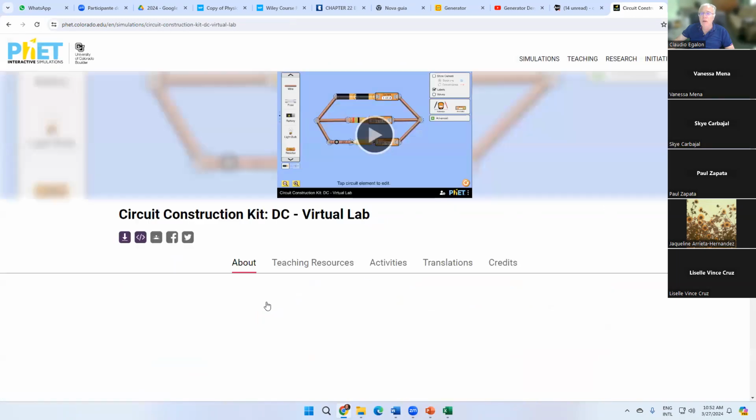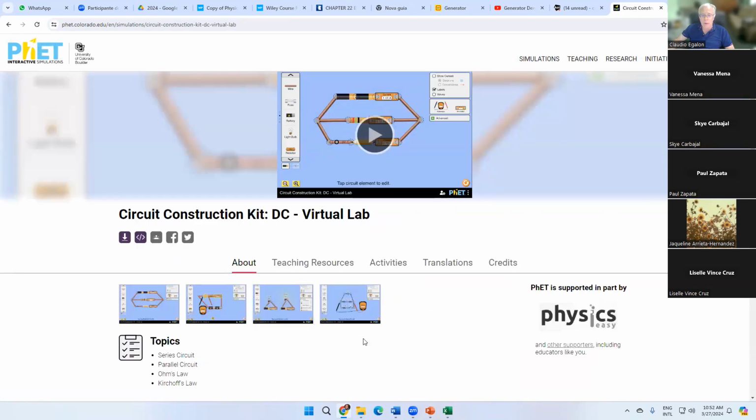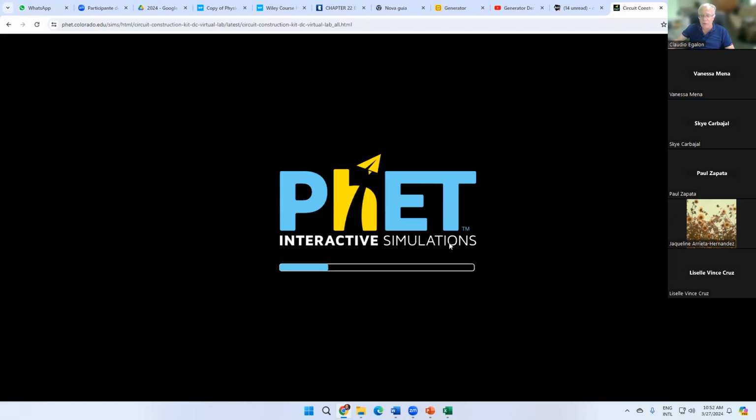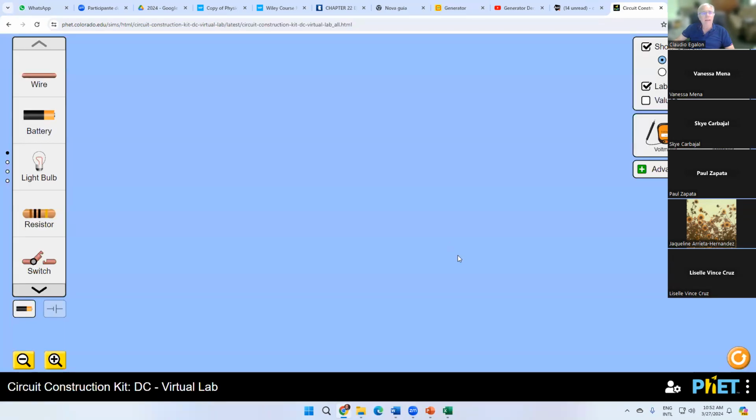We can construct a virtual circuit with this simulation. First with the DC circuit. Let's take a look at this DC here. Okay. So we're going to start building our circuit in the same way that we build the experiments of our labs, right? First with the battery. Here's the wire.